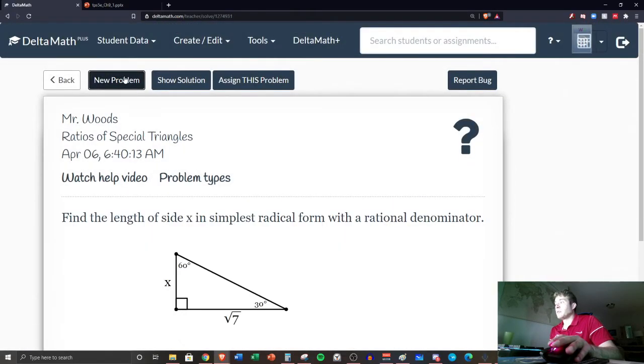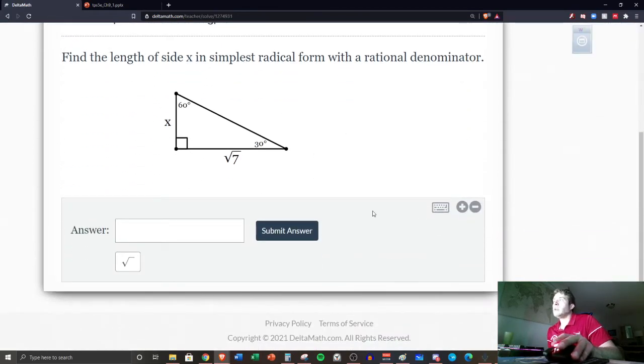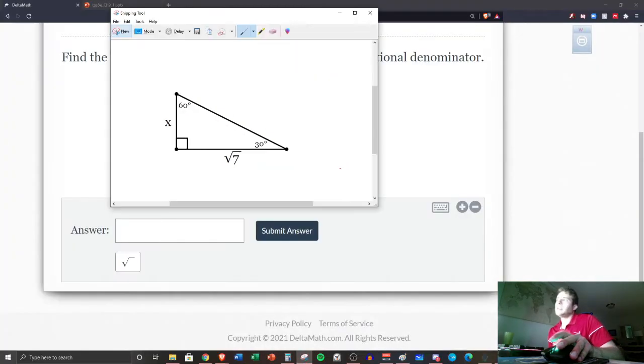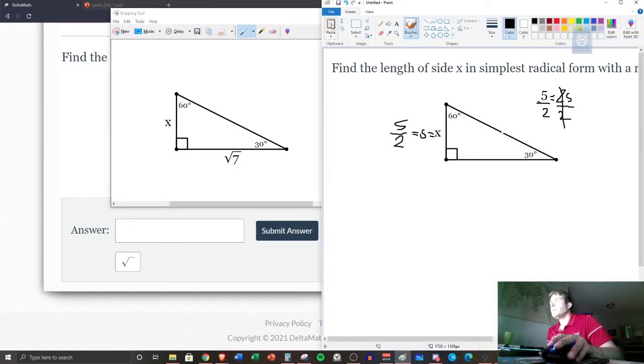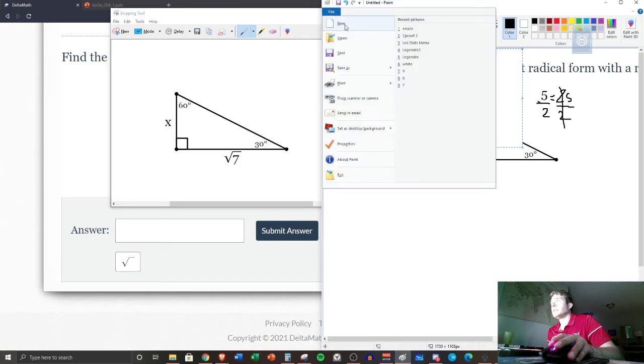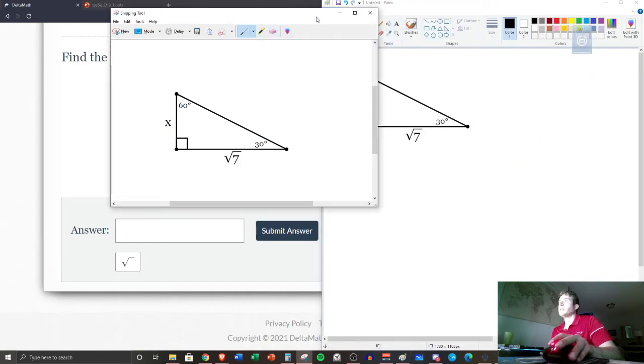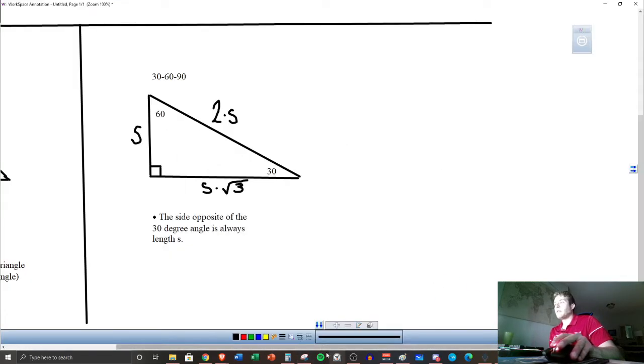Another one. Let's get one a little more complex. This is probably one of the more complicated ones that you'll see for a 30, 60, 90. 30, 60, 90s are typically going to be a little bit easier to solve. But let's go ahead and work this one. Okay, so here's this one here. Write that one in your notes.